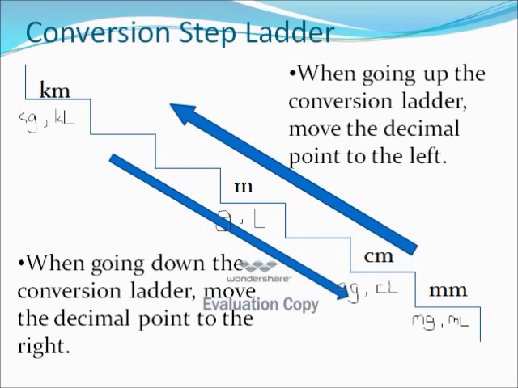When you go down the ladder, if I'm asking you to convert from kilometers to centimeters, meters to millimeters, and so on and so forth, for every step you move down the ladder, you're going to move the decimal point to the right. And so your number is going to get bigger in value. Okay, so up the ladder, the decimal point goes to the left, the number gets smaller in value. Down the ladder, the decimal point moves to the right, and the number gets bigger in value.